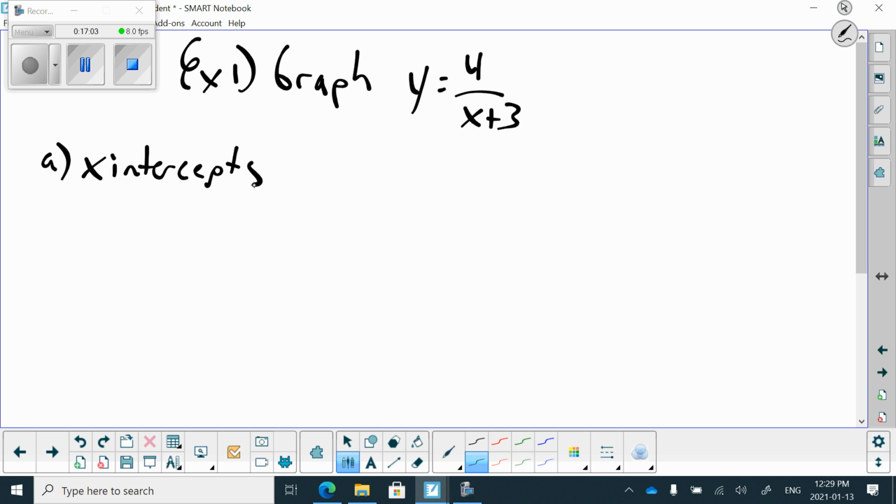So I'm starting with x-intercepts. How many x-intercepts are there? What does it say on the page before? No, there's none, because there's nothing to solve for x there, so there are none. And that's fine. So probably going to ask about y-intercepts next. Absolutely.